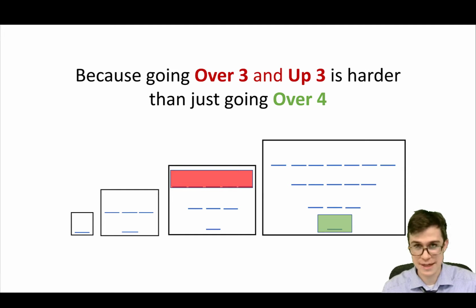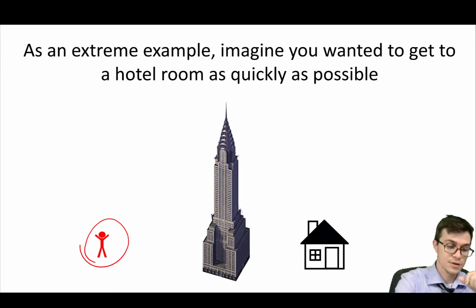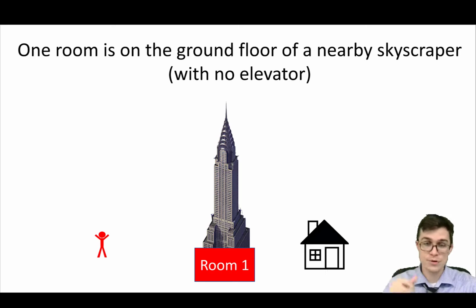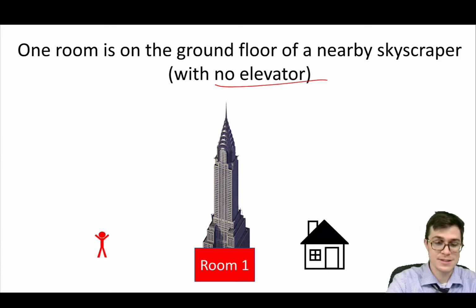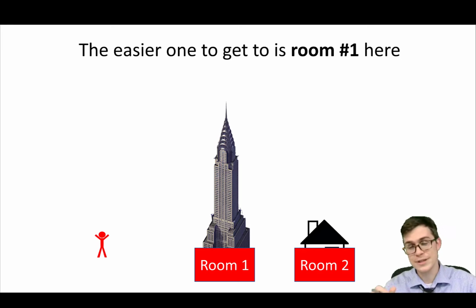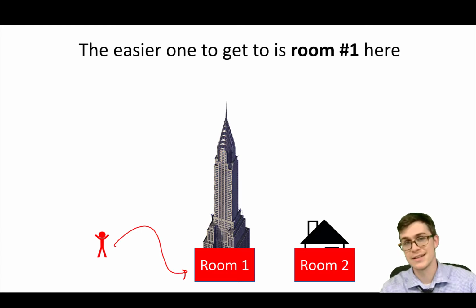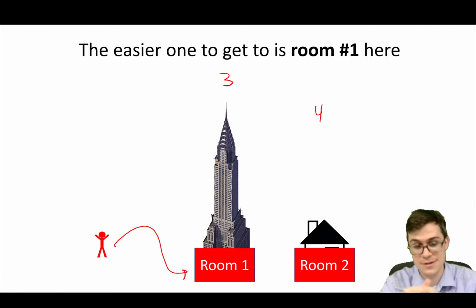Maybe that seems annoying, so I got a metaphor for you. Let's say that you are right here. You want to go to a hotel, and you're lazy, you're tired, you want to get there as fast as possible. One room is on the ground floor of a nearby skyscraper, and the other room is in a small house really far away. The skyscraper has no elevator. That's important for this metaphor. So the easiest room to get to right here is room number 1. Normally, you're going to want to go here, because it's closer, right? This is sort of like energy level 3 and energy level 4. Energy level 3 is closer.